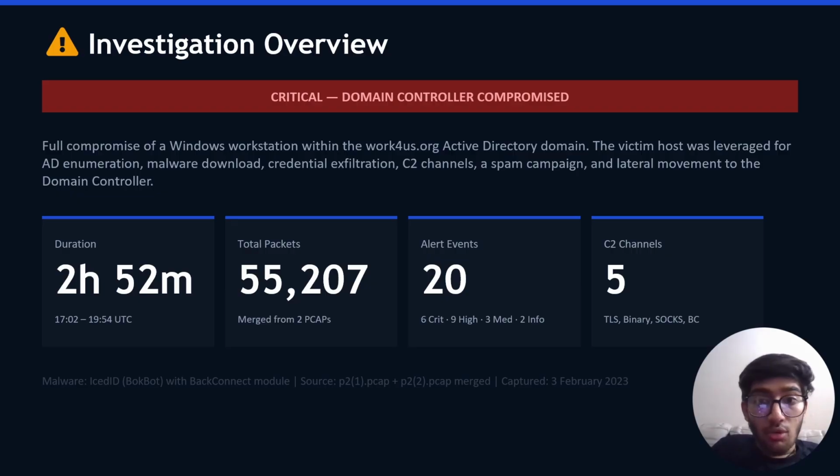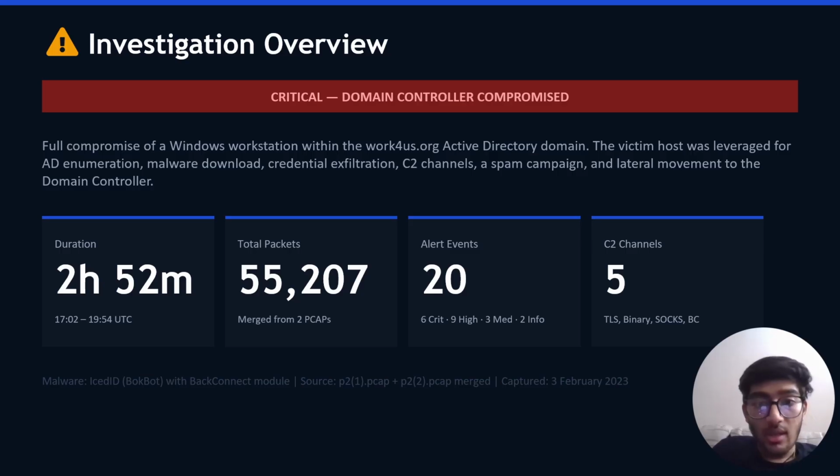Starting with the overview, this was a far more complex and severe attack than what we saw in the P1 analysis. The capture spans nearly 3 hours, with a duration of 2 hours and 52 minutes, much longer than the P1 incident. We recorded 20 automated alert events: 6 rated critical, 9 high, 3 medium and 2 informational. The malware established 5 different command and control channels, which shows the sophistication of ICEDID compared to simpler info stealers.